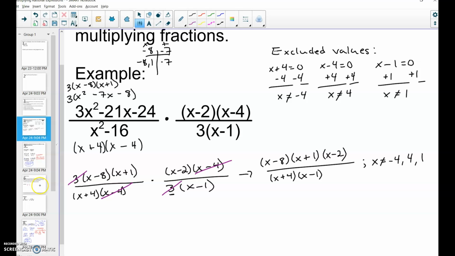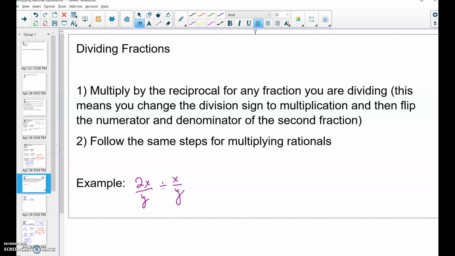Okay, so that is multiplying fractions. Again, if you need to pause this to write down anything, that's fine. Take the time to do that. The next type of fractions that we're going to look at are dividing fractions.